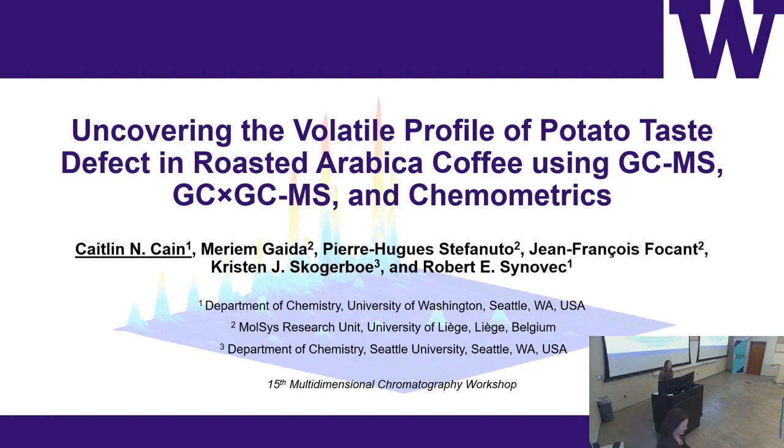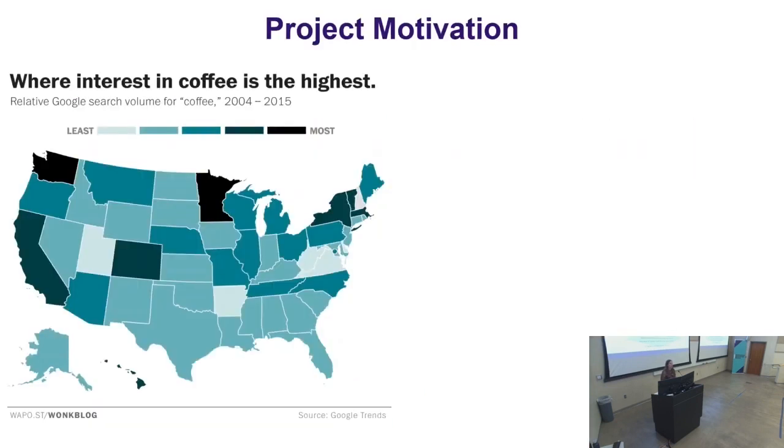All right, thank you, Kate, for that introduction. As said, my name is Cain. I'm a PhD candidate at the University of Washington with Rob Synovec, and I'm here to talk about a continuation maybe of our brunch and coffee break. We're going to learn a little bit more about the flavor profile of coffee, and especially what causes some off flavors in our coffee aroma.